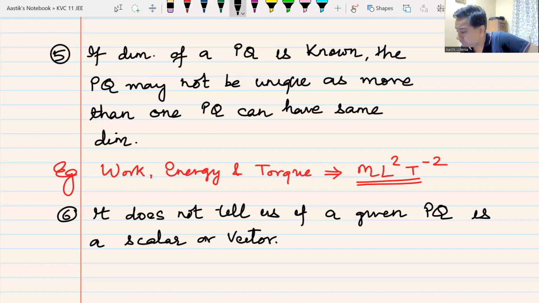So, do we understand this? Okay. Now, this officially finishes your units and dimension entire chapter.